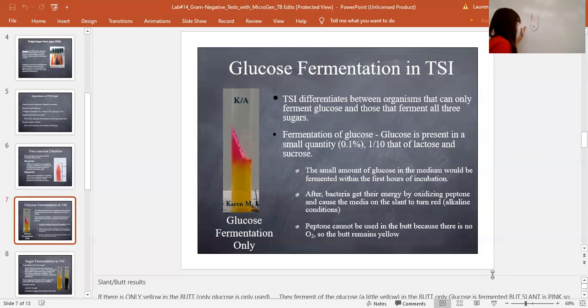So if we see this, we can say, okay, pH change, right? This is still alkaline. So if this is still alkaline and this is a pH change, we can understand that this can be written as KA. This is the slant, this is the butt. So if we see that yellow pH change, this is how we would write it. Glucose is in the butt, right?